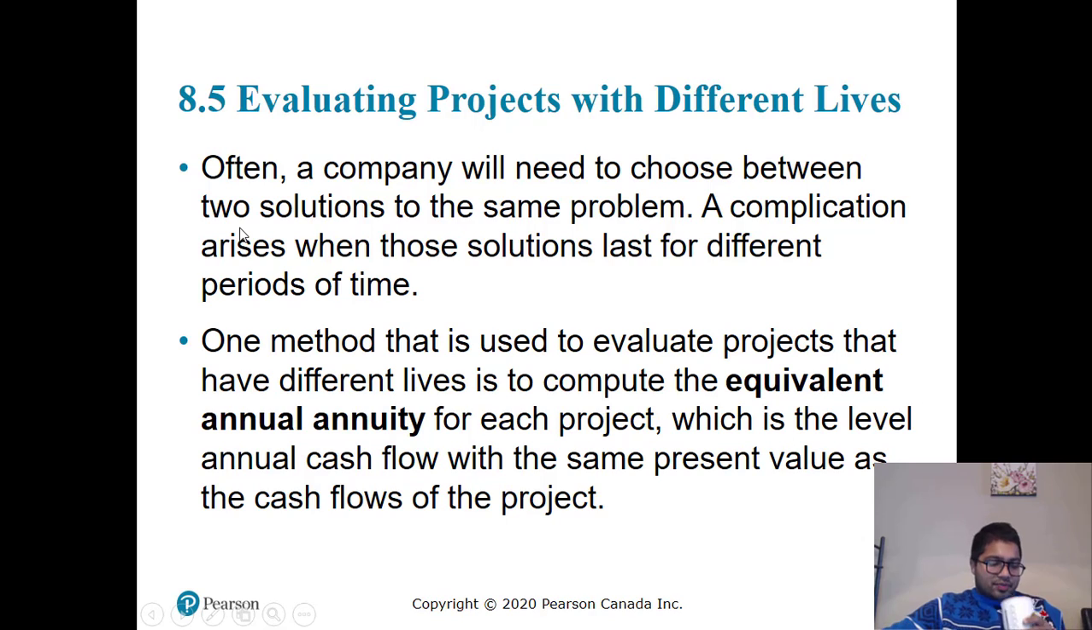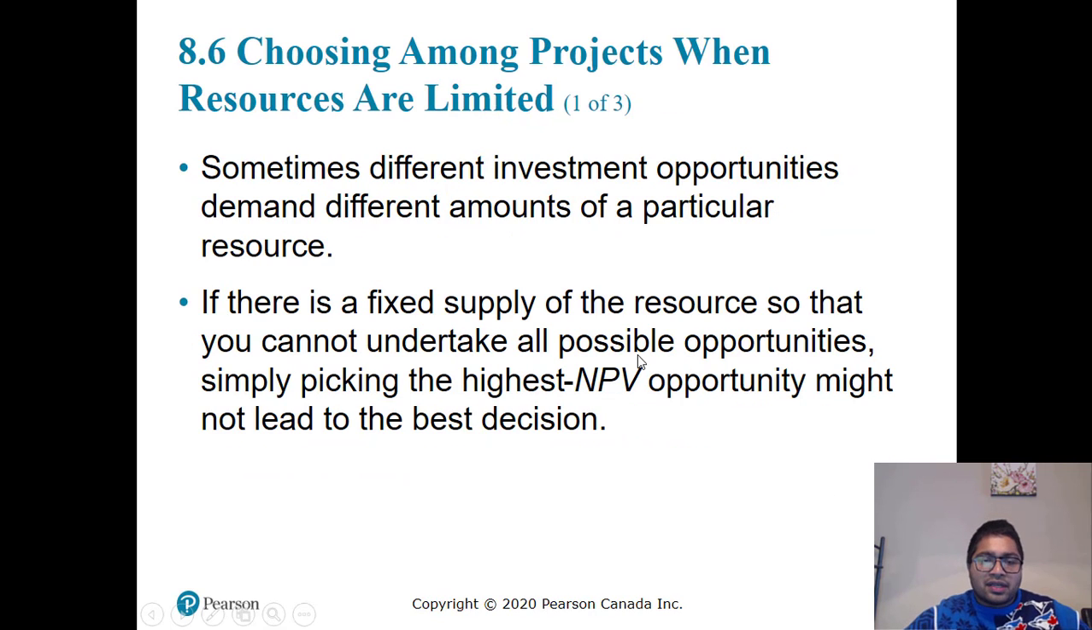Okay. Next concept is evaluating projects with different lives. Often a company will need to choose between two solutions to the same problem. A complication arises when two solutions last for different periods of time. One method that is used to evaluate projects that have different lives is to compute the equivalent annual annuity for each project, which is the level of annual cash flows with the same present values.